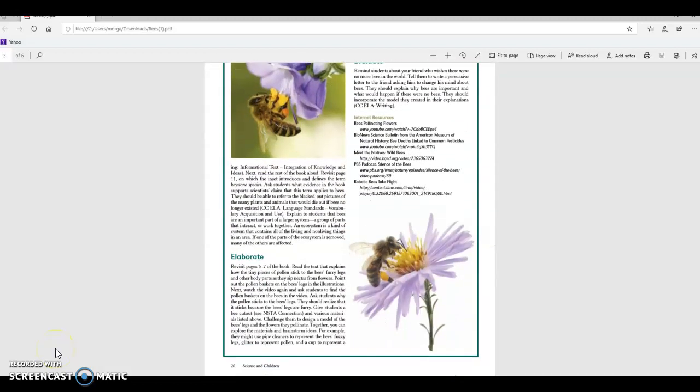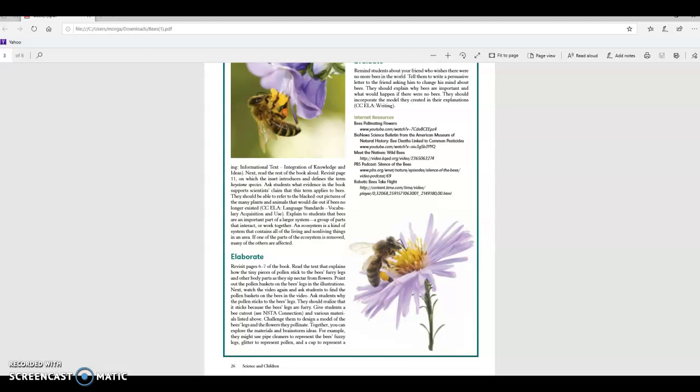The next part of the lesson plan is the elaborate section. In the elaborate section, we're going to revisit pages 6 and 7 in the book, which addresses how pollen sticks to the bee's legs. The students then will create a model of how pollen sticks to the bee's legs using craft supplies. With the models that they make, they will then explain how the pollen sticks to the bee's legs.